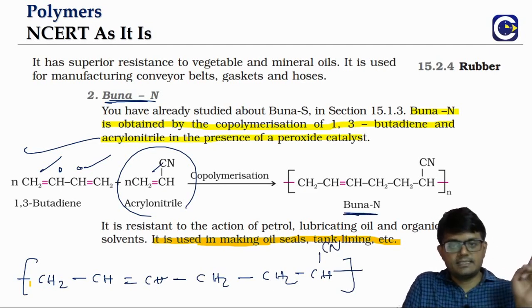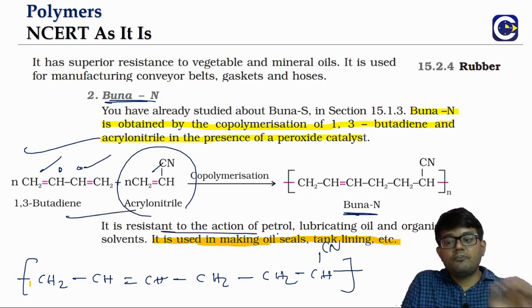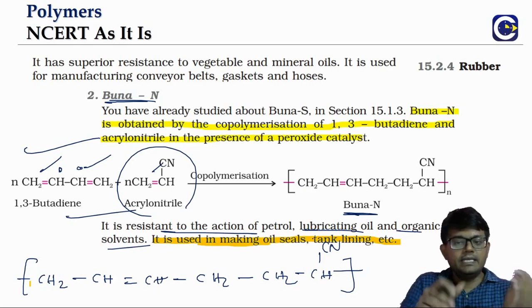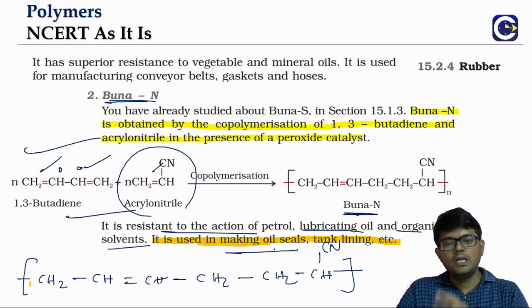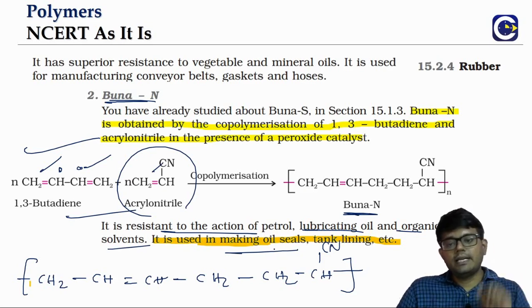So we have seen BuNaS, styrene butadiene rubber, SBR. This is BuNaN. So BuNaN, right, is resistant to the action of petrol, lubricating oil and organic solvents. That is the reason why it is used in tank lining, and also in making of the oil seals. So what is the difference between BuNaS and BuNaN? BuNaS is the copolymer between 1,3-butadiene and styrene. BuNaN is the copolymer between 1,3-butadiene and acrylonitrile.